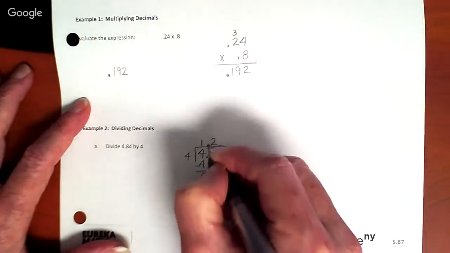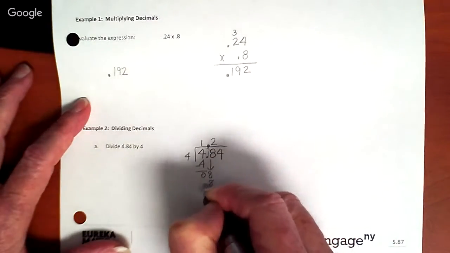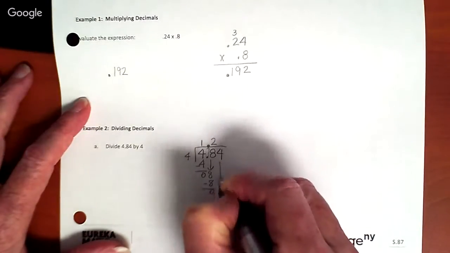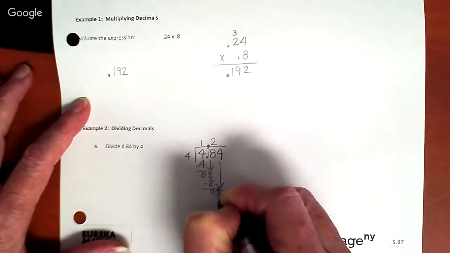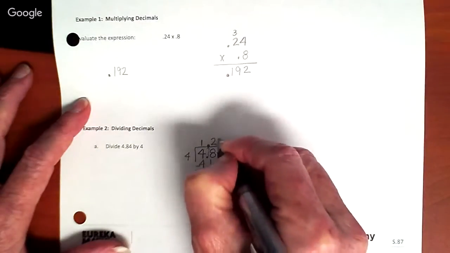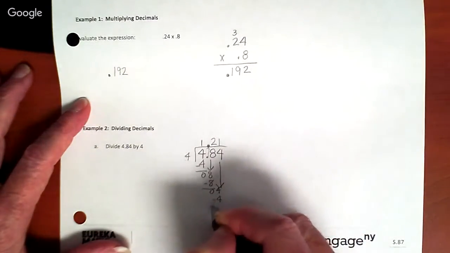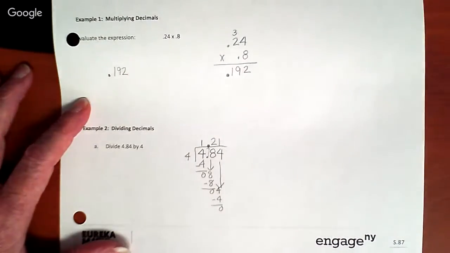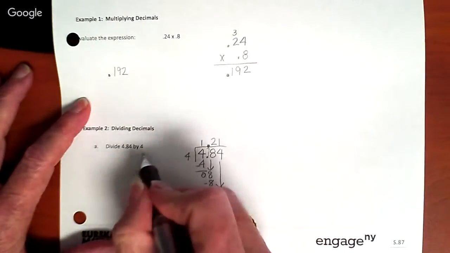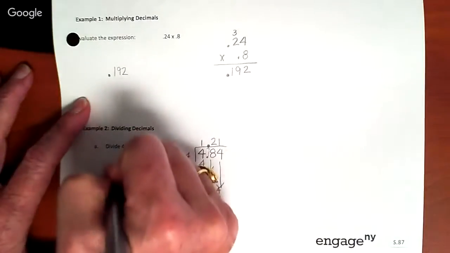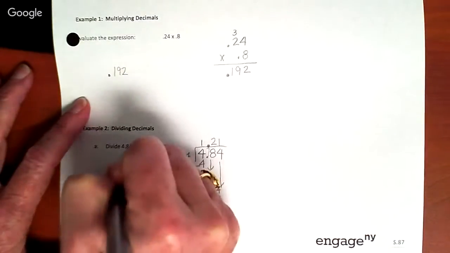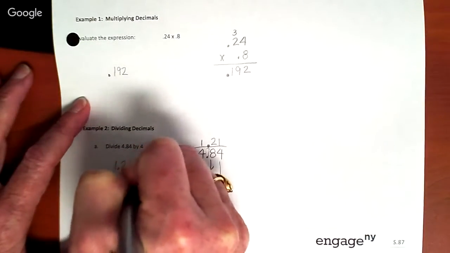Bring down our 8. 2 times 4 is 8, and that's 0. Bring down our 4. 4 goes into 4 once. 1 times 4 is 4. Now we're cooking, and we got 0 left over. So our answer, because again both are positive, same sign, is positive 1.21.